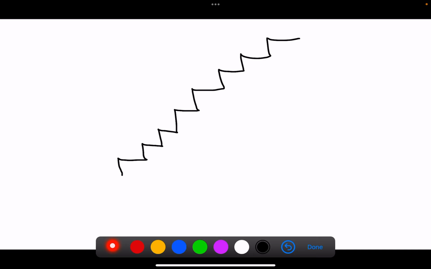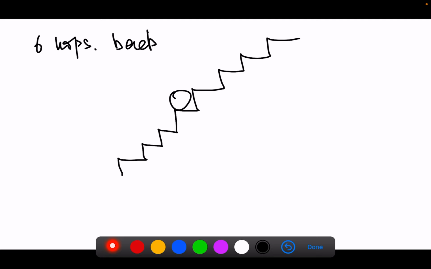So let's see, the bunny is at 4th floor. 1, 2, 3, 4. And now again, you want to make some moves up, some moves down. So 6 moves back to 4th floor. 6 hops back to the starting point.